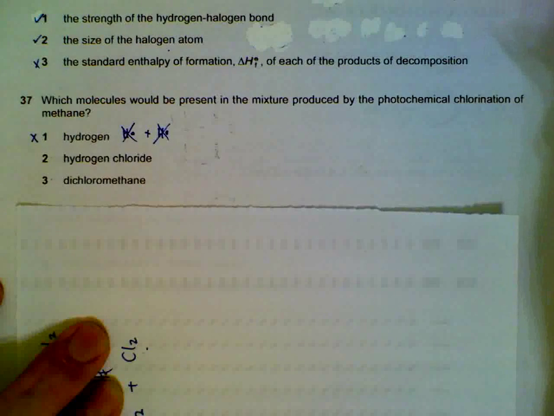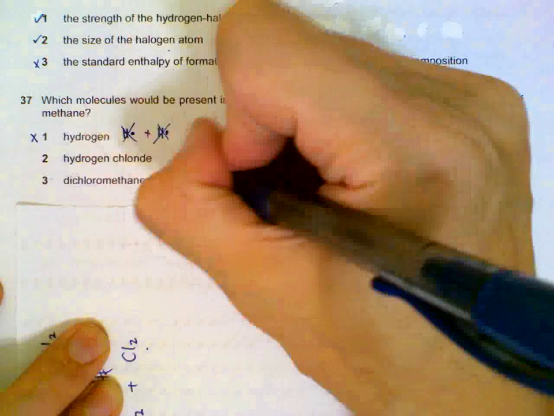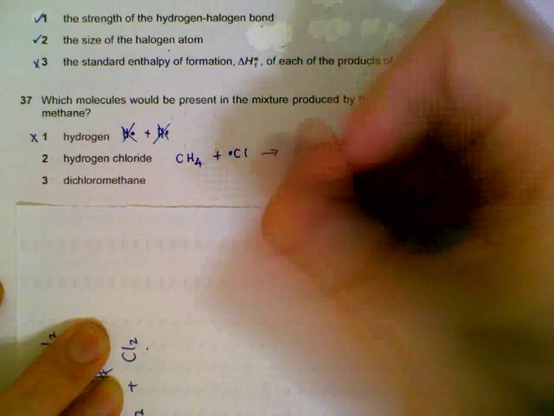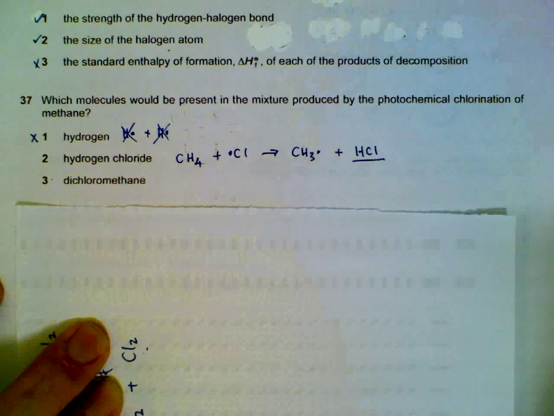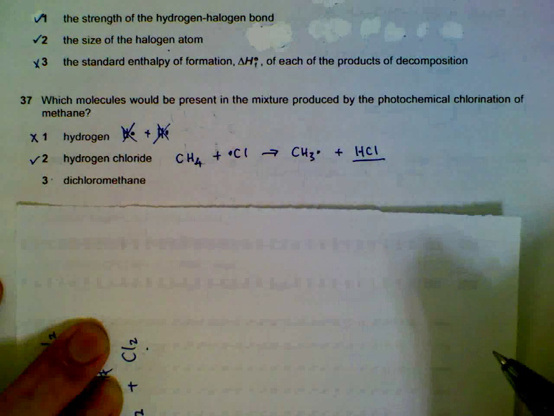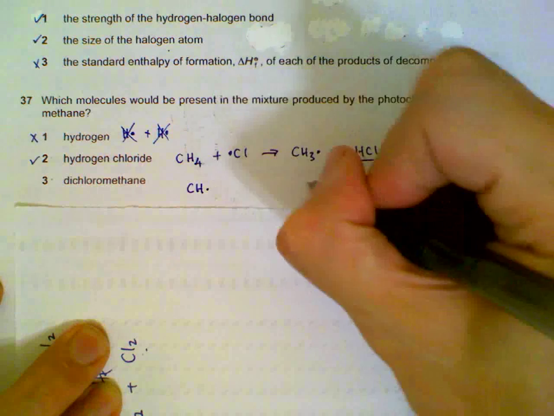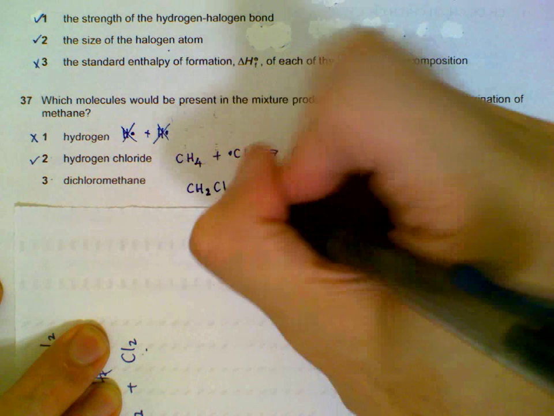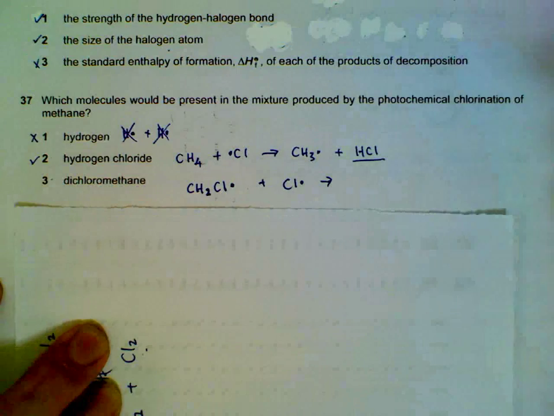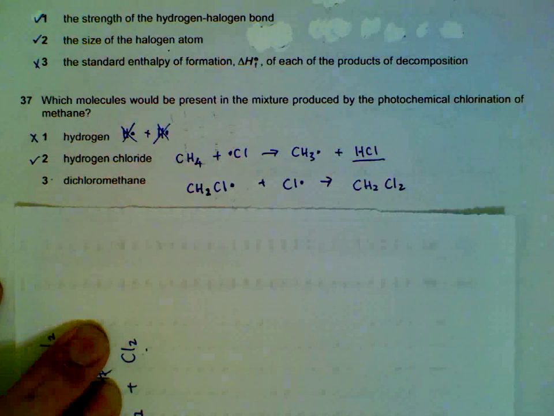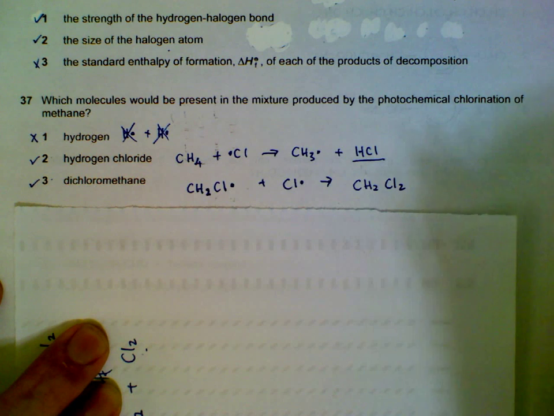We can get hydrogen chloride coming out because, for example, we can have methane and a chlorine radical, and then what we can get is a CH3 radical coming out and HCl. So this is possible in the propagation step. Dichloromethane, when can this come out? We could have a CH2Cl radical and another chlorine radical that combine together to get CH2Cl2. That is also possible. So 2 and 3 are correct.